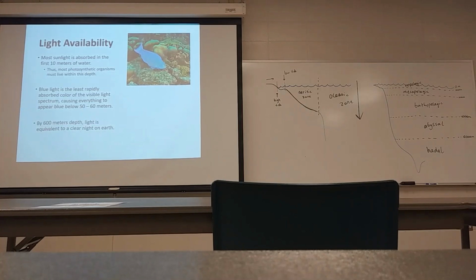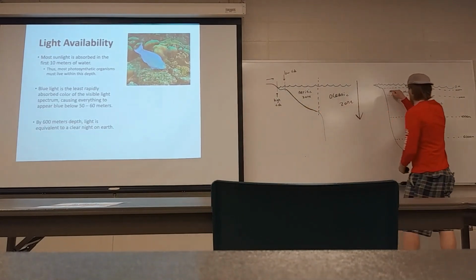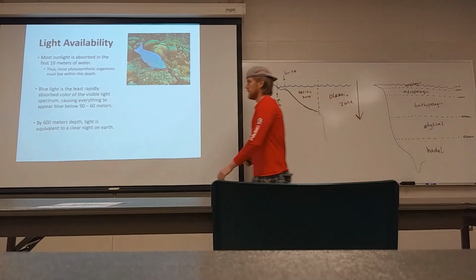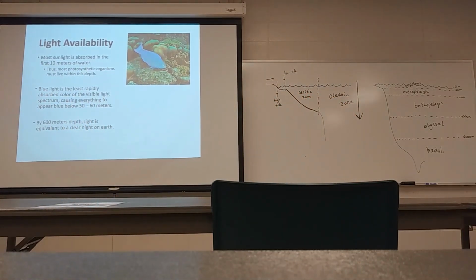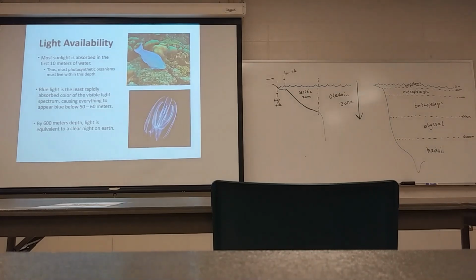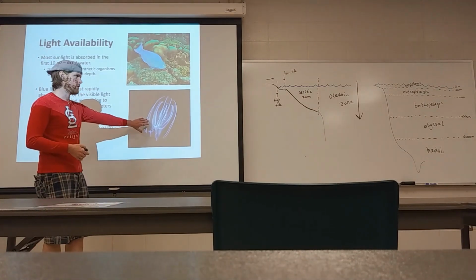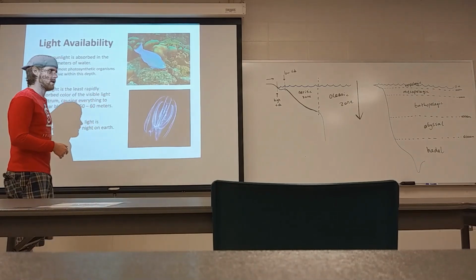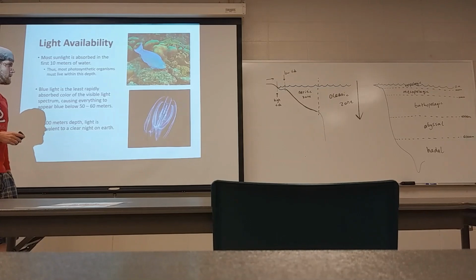By 600 meters, which is right here, in the middle of the mesopelagic, light is equivalent to a clear night on Earth, so it's pretty dark at this point. Here's a bioluminescent comb jellyfish. I believe it's a jellyfish of some sort. I believe it's a comb jellyfish. But you can see how it produces its own light, which is really, really interesting to me. I do not know too much about bioluminescence.